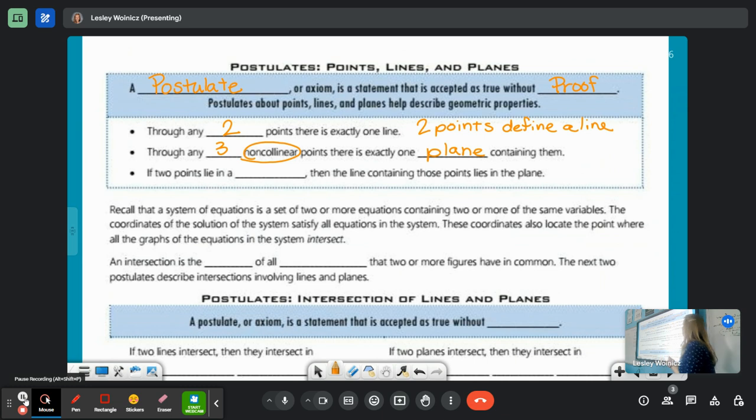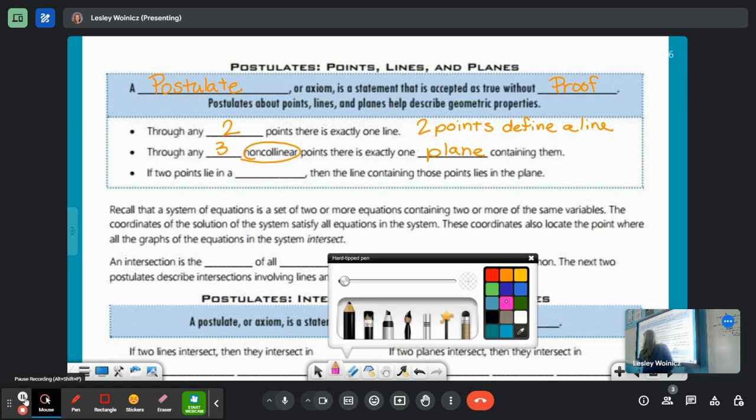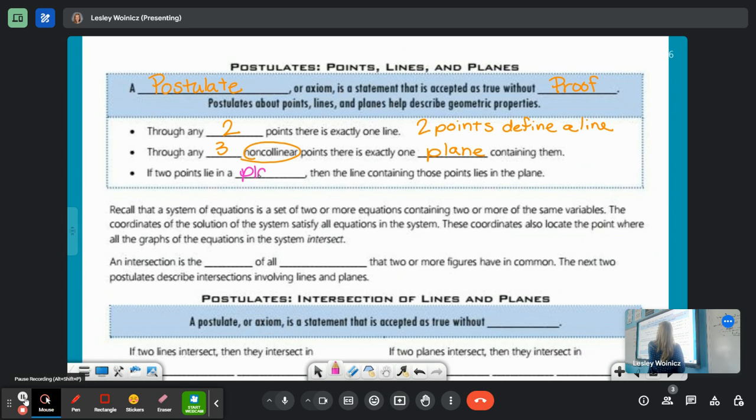Okay? If 2 points lie in a plane, then the line containing those points lies in the plane. What do you think? Okay, so this one is kind of a little bit like, what? It's not hard, except that it's so obvious that it kind of makes you scratch your head a little bit.